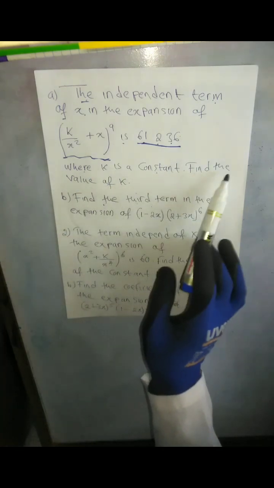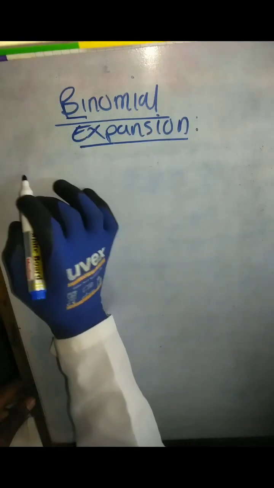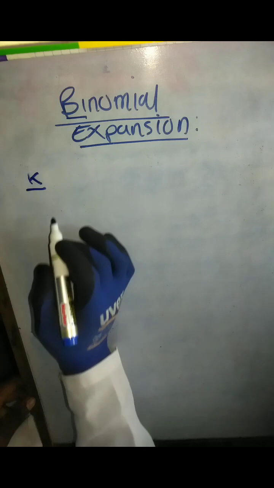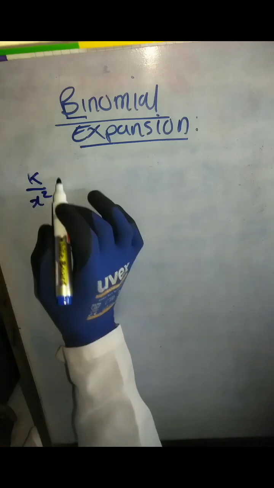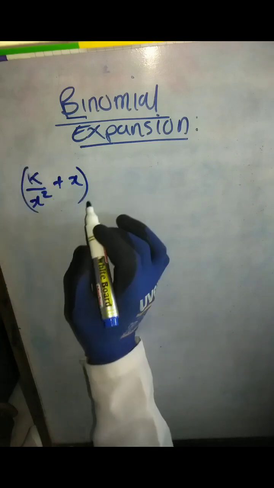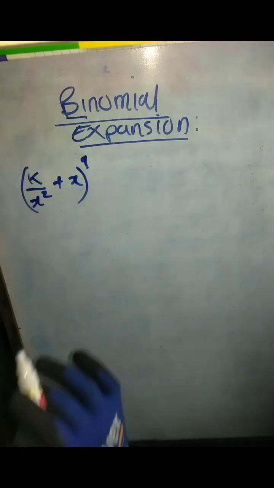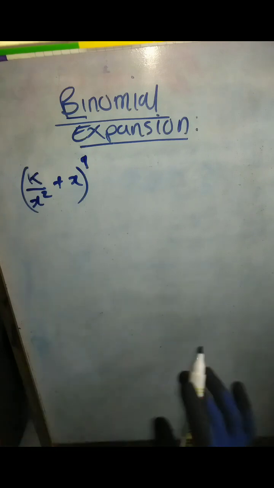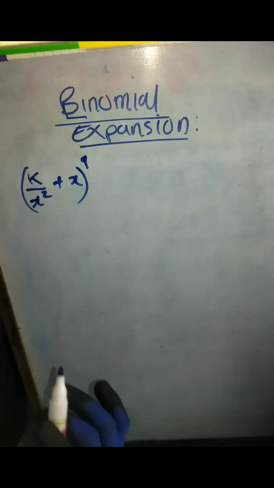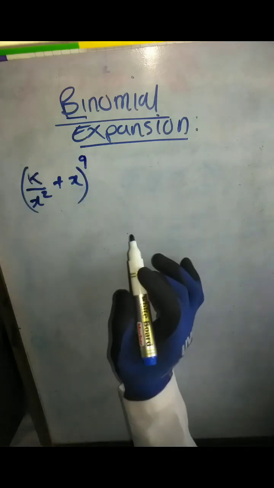61,236, where k is a constant. Find the value of k. So they want you now to find the value of k. So questions like this, they're saying if you have a binomial k over x squared plus x, that's the binomial we have, to the power 9. They're saying when we expand this, now when we have all the terms in this expansion, the term which is not going to have x, which is independent of x, is going to be what?